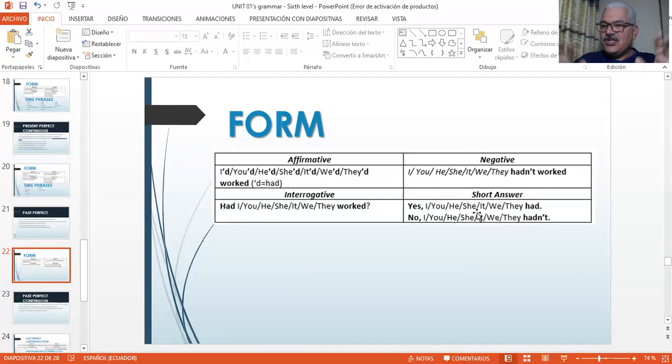There is no change according to the person in the verb. They will have the same form. If it is an interrogative question, you use had, then the subject, and then the main verb in its past participle. Again, this is regular, but for an irregular, you have to use the past participle.